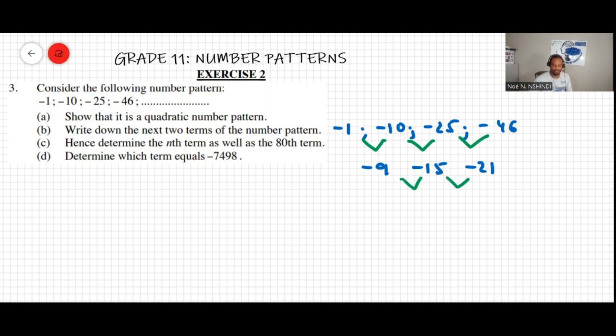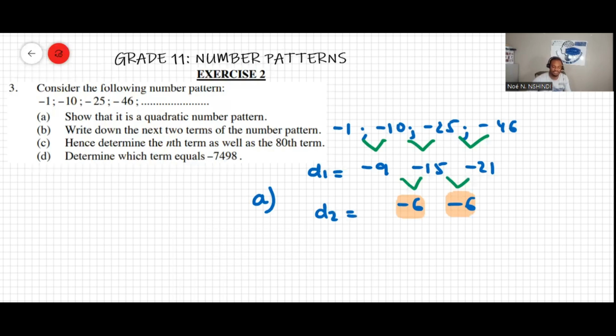That was the first difference. Now let's see the second difference. -15 minus -9 makes -6, and then also -6. This was the first difference, and that was the second difference. Now the fact that the second difference is constant, we can say it is a quadratic pattern. That's the condition. Therefore, this number pattern is a quadratic pattern.